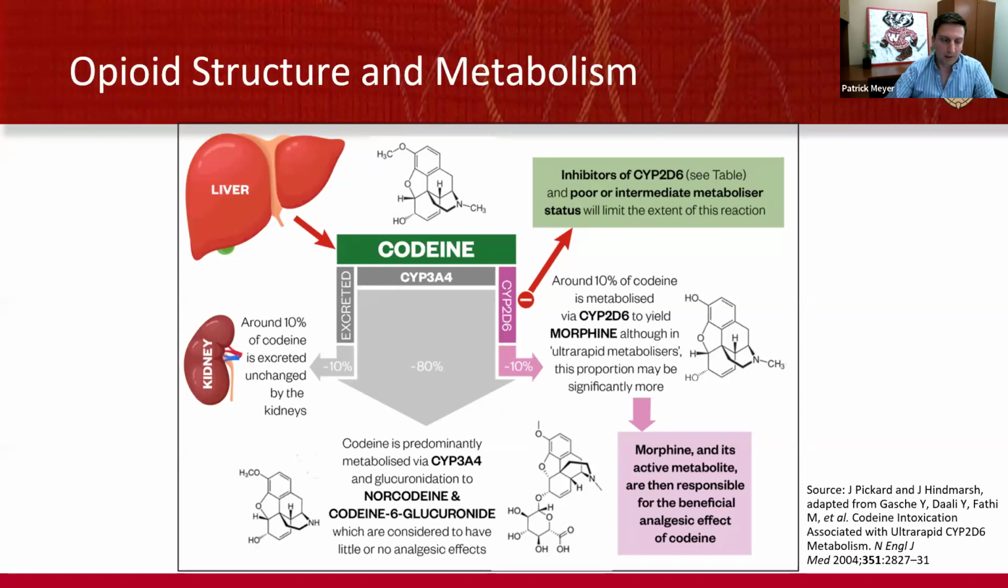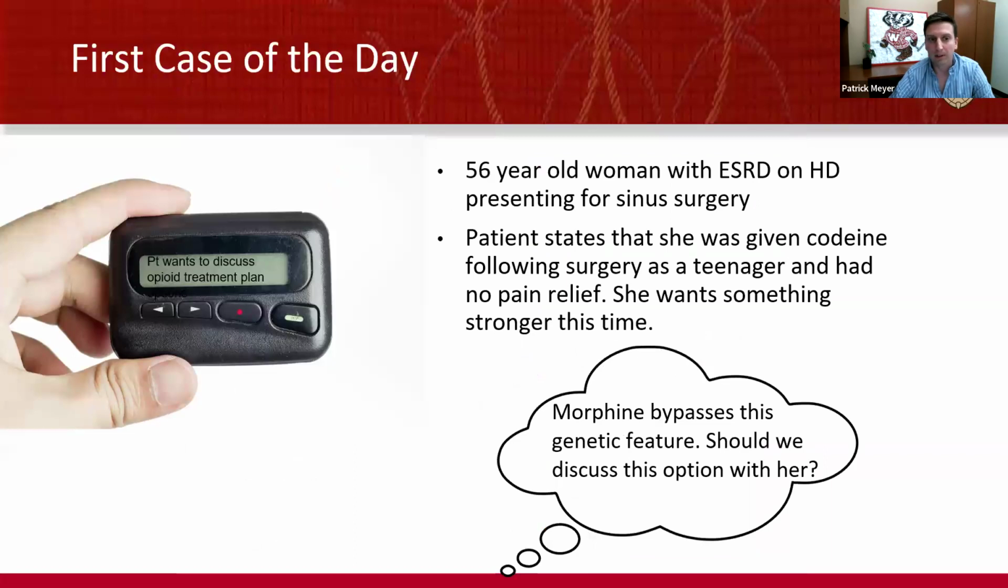Okay, so we've decided maybe that was her case. So back to our case then. We still are getting sinus surgery today. What do you guys think about morphine then? I mean, we saw that if she doesn't have that enzyme, we could bypass that step and instead just give her morphine in this case. Would be stronger. It should work in her. Type some stuff in the chat. What do you guys think about this for this patient instead?